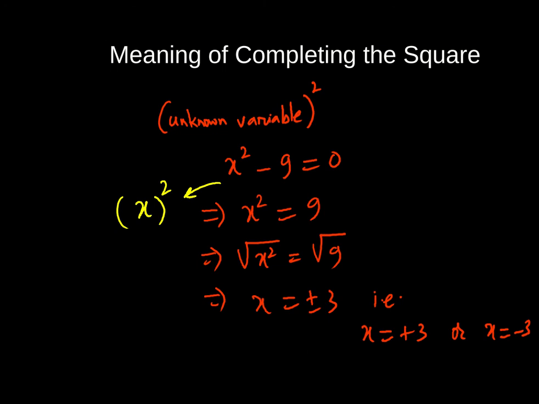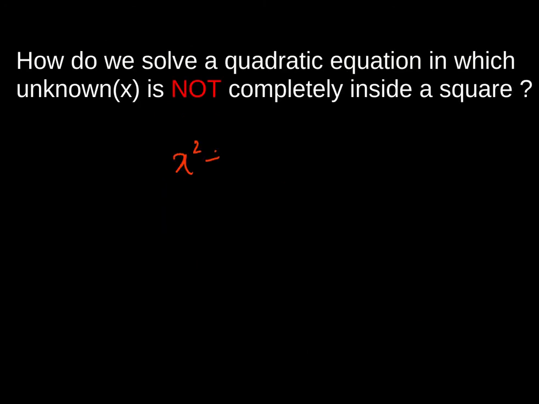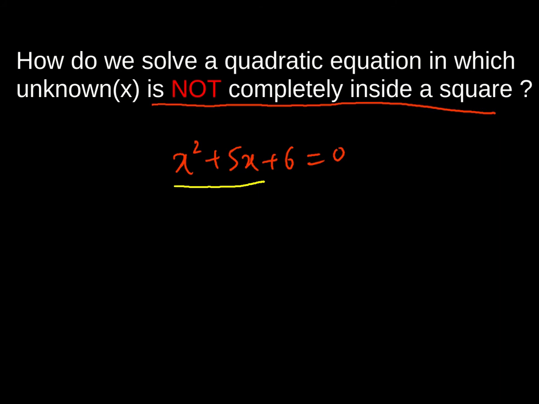Now consider an equation x square plus 5x plus 6 is equal to 0. Here, x square and 5x are the terms having a variable x, the unknown variable x. x square plus 5x is not completely inside a square. Now how do you solve a quadratic equation like this? Let us now try to visualize this equation geometrically.